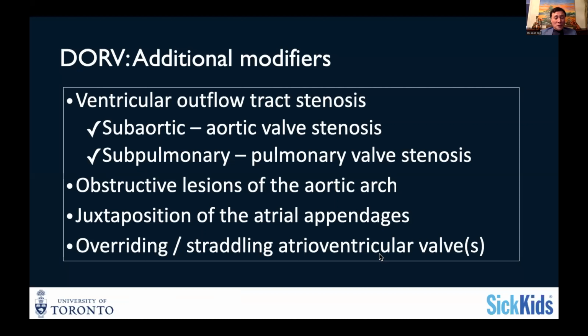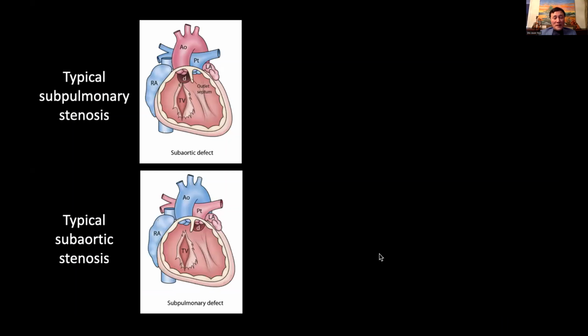There are additional modifiers. That includes ventricular outflow tract stenosis, whether subaortic or subpulmonary, aortic valve stenosis and pulmonary valve stenosis, obstructive lesions of the aortic arch, juxtaposition of the atrial appendages, and overriding and straddling atrioventricular valves. Okay. So this is a typical DORV with the subaortic VSD. This is a typical DORV with the subpulmonary VSD.